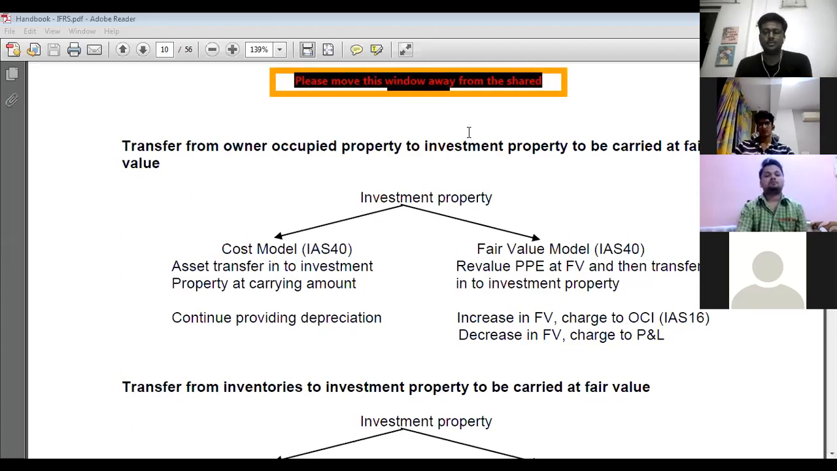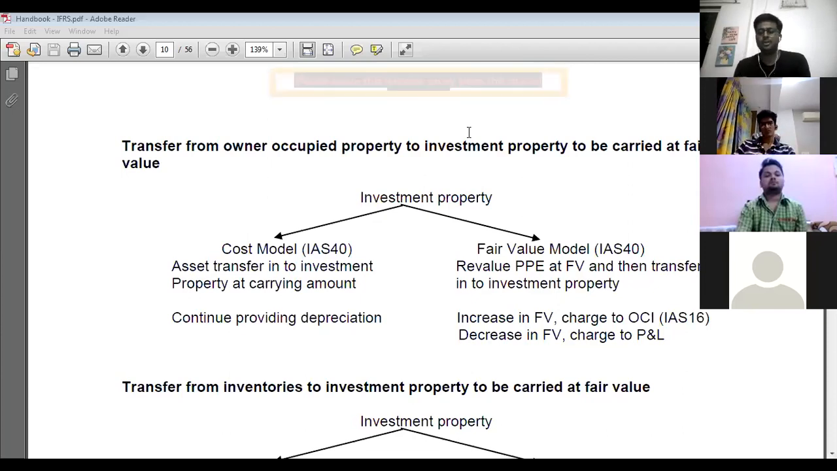So here also the question will come: at what value will this transfer be done? Is it at carrying amount or at fair value? Once it is transferred to investment property, how are we going to account for it? Are we going to follow the cost model or the fair value model? If we follow the cost model, then the transfer will be done at carrying amount and we will continue providing depreciation on the same as it is.